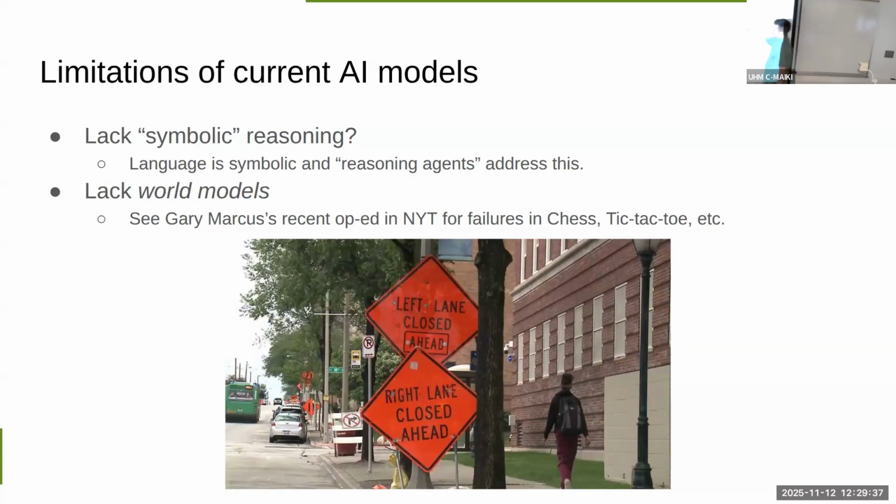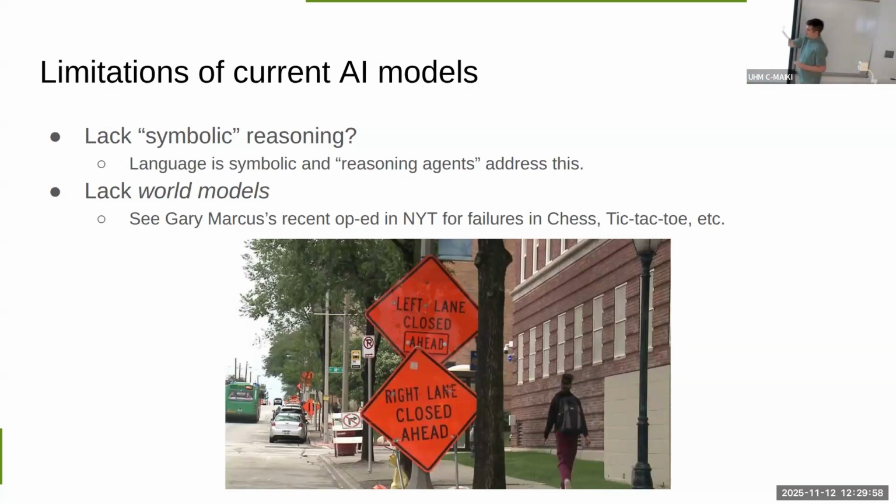So I'm not totally convinced that AI agents lack symbolic reasoning, because language is symbolic and these reasoning agents try to address this. But I really like this idea that AI agents lack world models, and that explains a lot of the failures that we see in them.